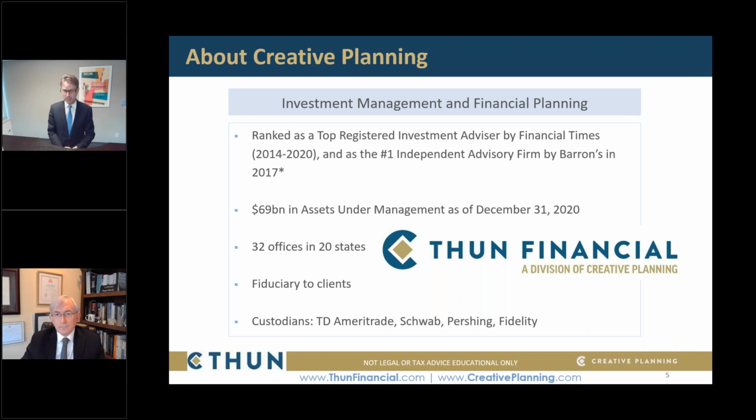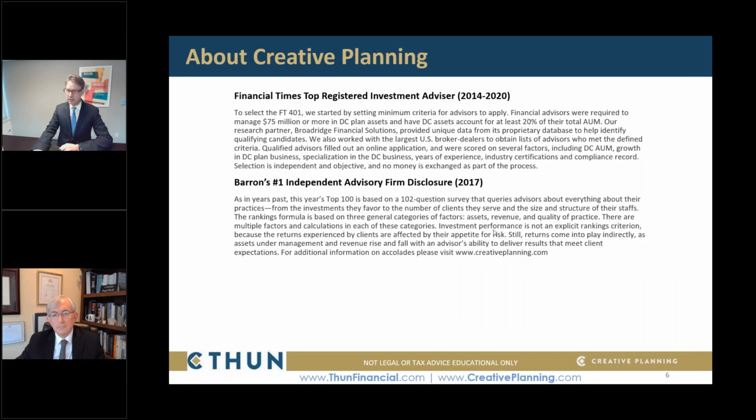All right, about our parent company, Creative Planning. Creative Planning is always ranked as one of the top registered investment advisories in the United States, and has been ranked number one by Barron's as recently as 2017. They manage cumulatively $69 billion of assets as of the end of last year. We have 32 offices in over 20 states. Of course, they are a fiduciary, as are we, and they work with custodian institutions, TD Ameritrade, Schwab, Pershing, and Fidelity. And we're not going to be talking a lot about that, but I know it's always a critical issue. Can I get and maintain accounts? And with us, it's absolutely never a problem.